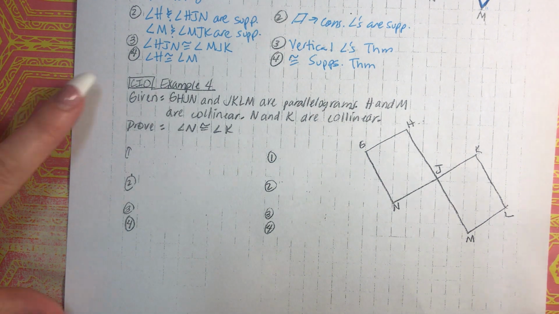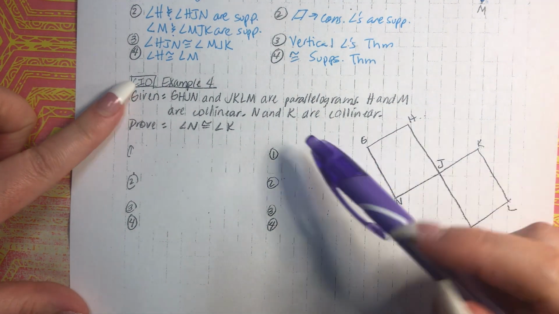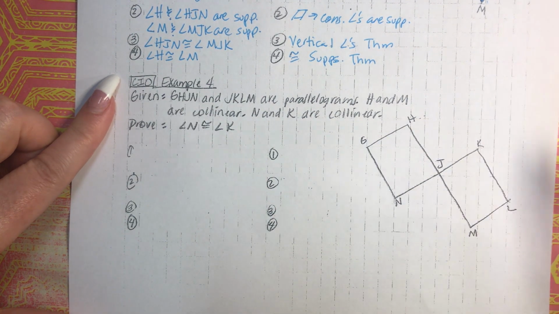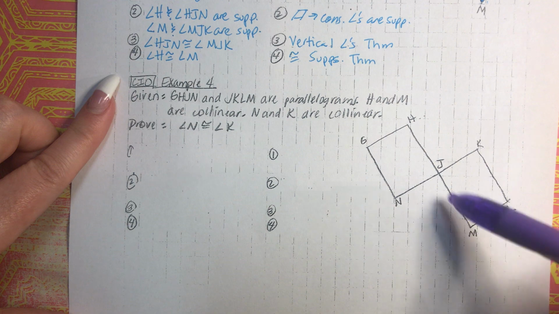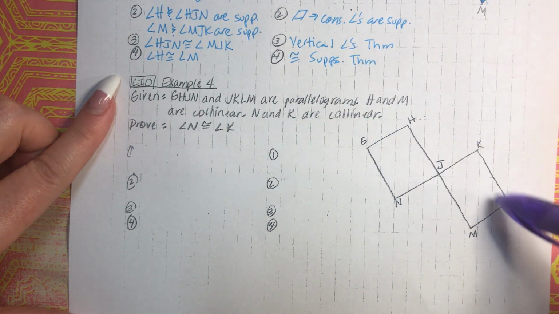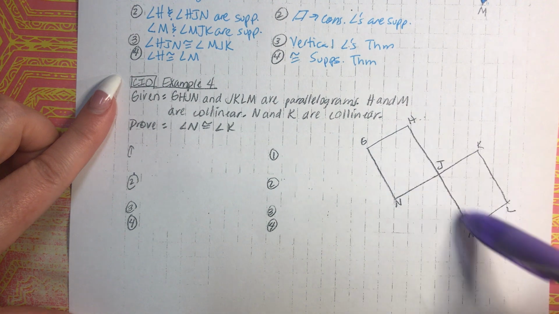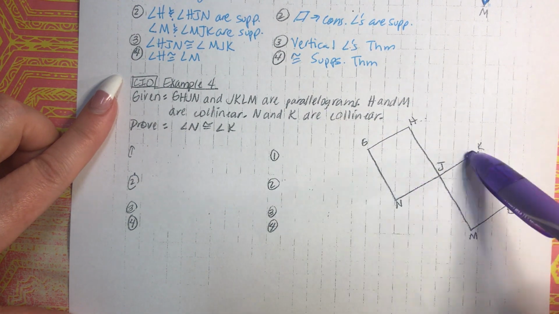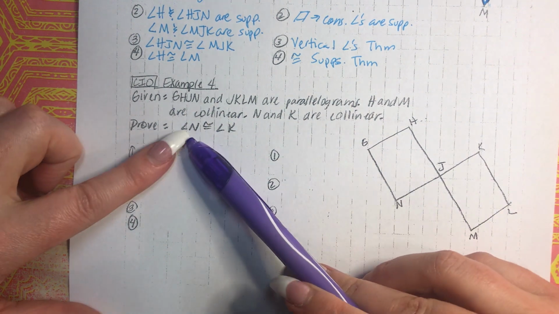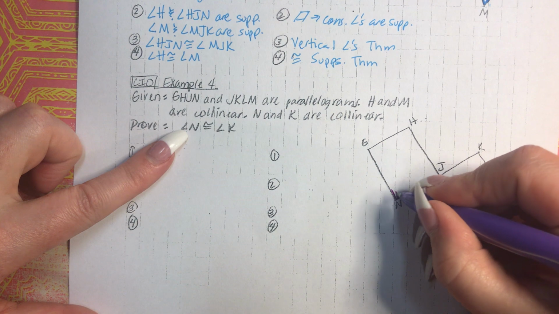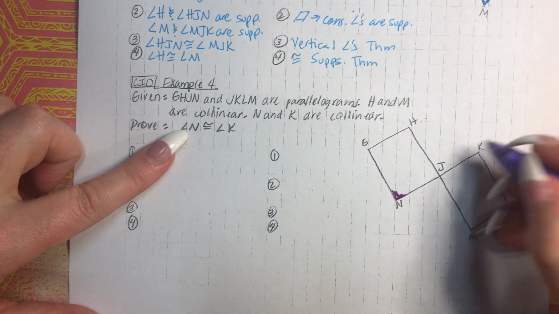Okay, let's see how you did. So we have this GHJN and JKLM. We have two parallelograms, right? It says H and M are collinear, which just means they're on the same line, and N and K are collinear. Ooh, this sounds familiar. We have to prove that angle N is congruent to angle K.